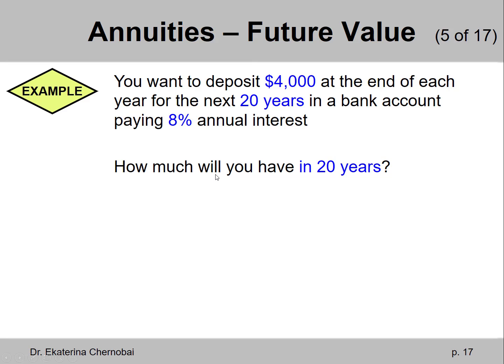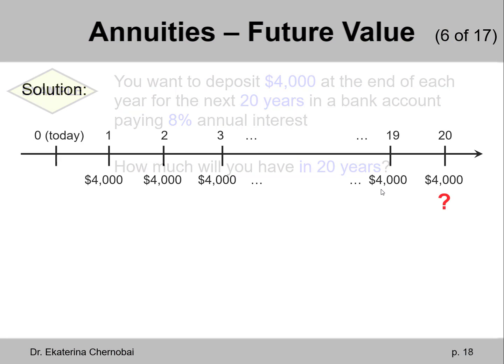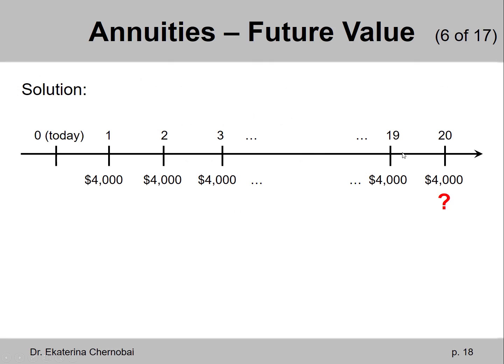You want to deposit $4,000 at the end of each year for the next 20 years in a bank account paying an 8% annual interest rate. How much will you have in 20 years in your bank account? Well, based on what we know, this is how we would set it up.